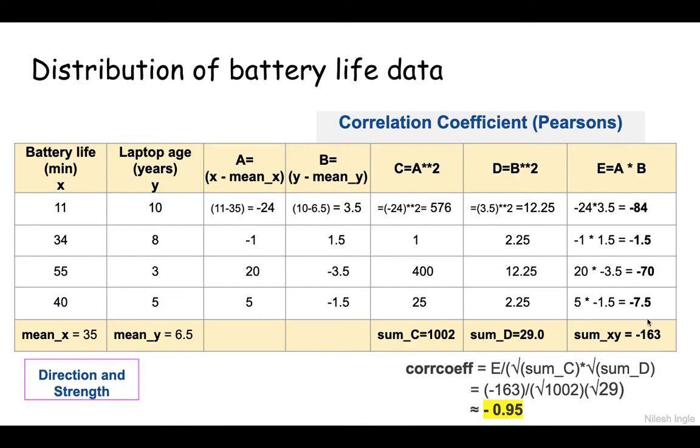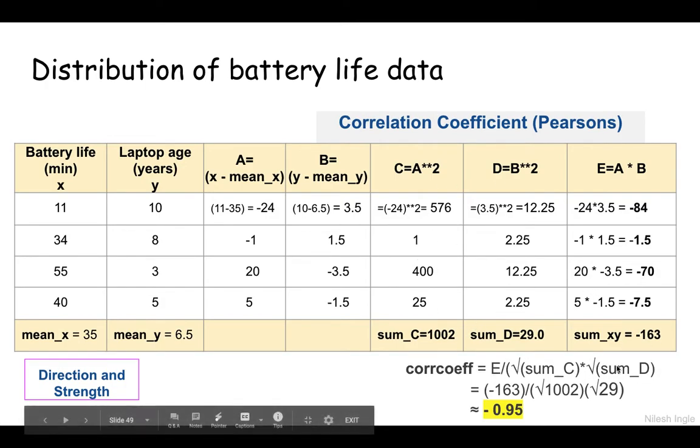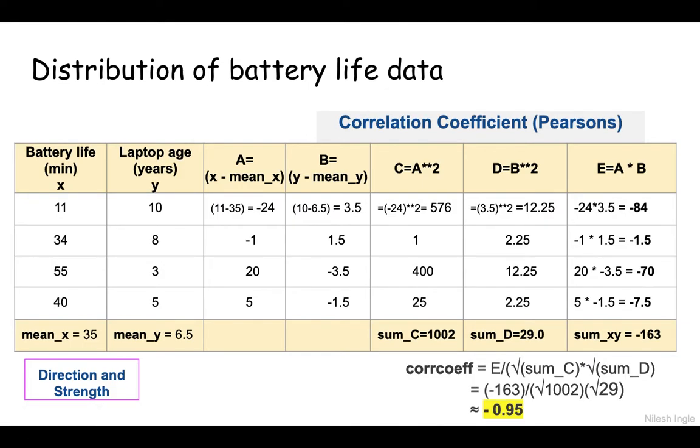Then we take the sum of all these 3 columns and put them in this formula, and what we get as output is minus 0.95. Now correlation varies between minus 1 and 1. The negative sign indicates that there is an inverse relationship between those two variables.